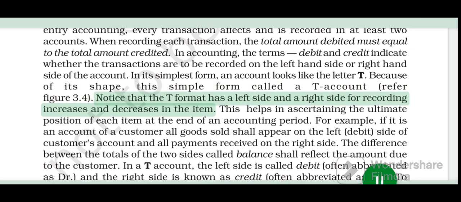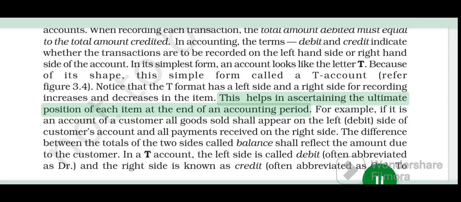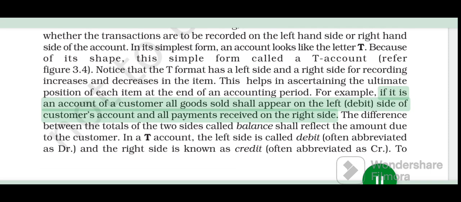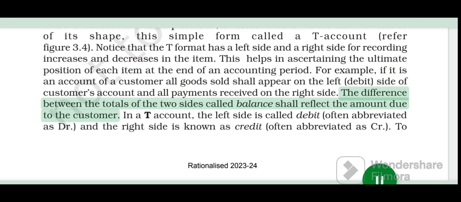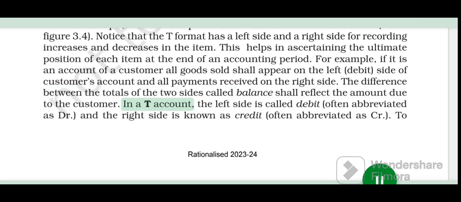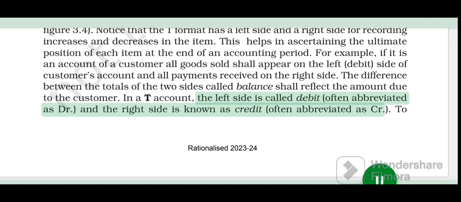Notice that the T format has a left side and a right side for recording increases and decreases in the item. This helps in ascertaining the ultimate position of each item at the end of an accounting period. For example, if it is an account of a customer, all goods sold shall appear on the left, debit, side of the customer's account and all payments received on the right side. The difference between the totals of the two sides, called the balance, shall reflect the amount due from the customer. In a T account, the left side is called debit, often abbreviated as Dr., and the right side is known as credit, often abbreviated as Cr.